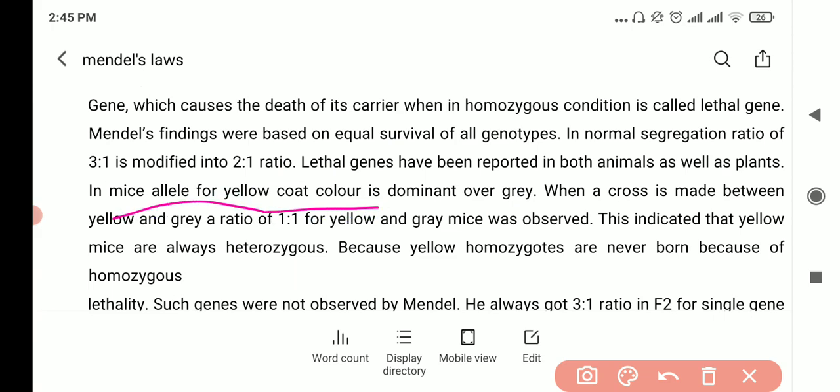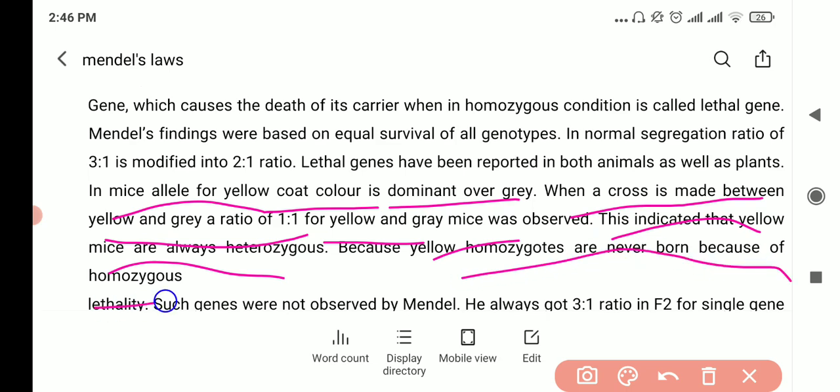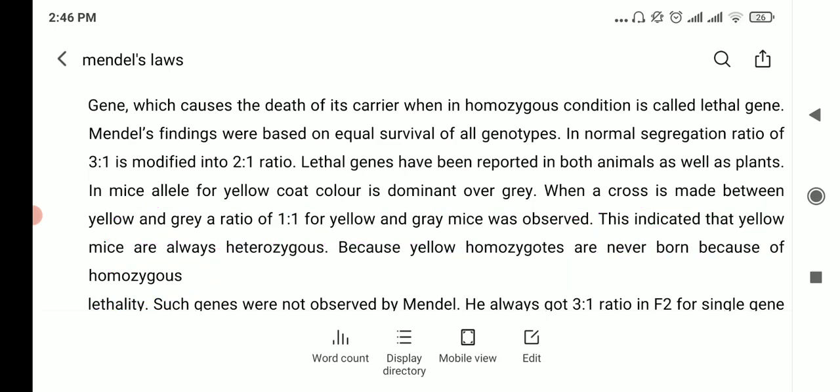Yellow coat color is dominant over gray, and when a cross is made between yellow and gray, a ratio of 1:1 for yellow and gray mice is observed. This indicated that yellow mice are always heterozygous, because homozygous yellow mice are never born, because of what?